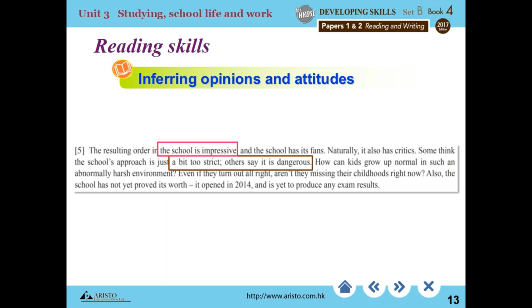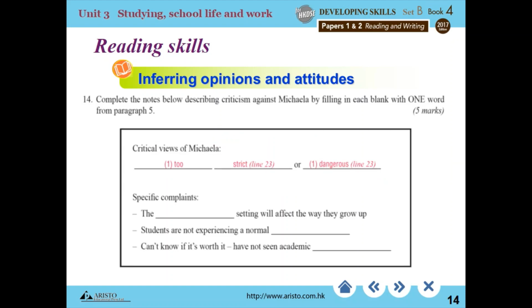The passage also mentions earlier that the school has fans and critics. We can see here that the fans find the school's approach impressive and the critics find it too strict or dangerous. So, the obvious answer to the first two blanks are too strict and dangerous. The other two blanks ask for something more specific in terms of the critic's opinion of the school.